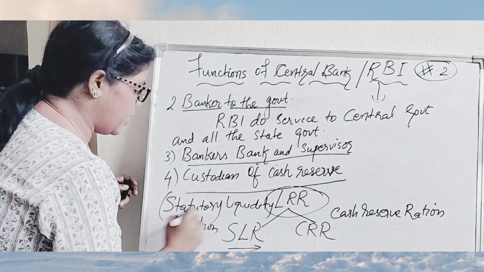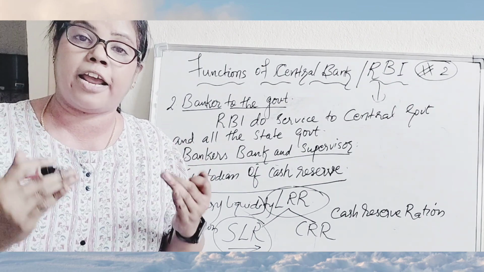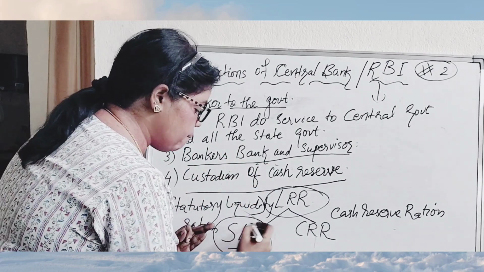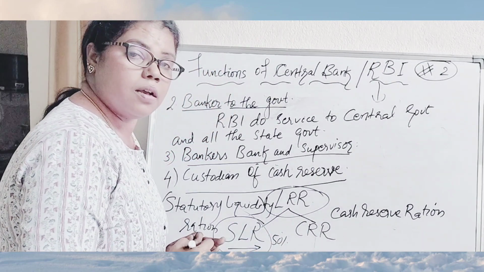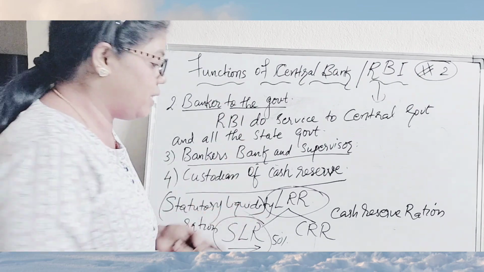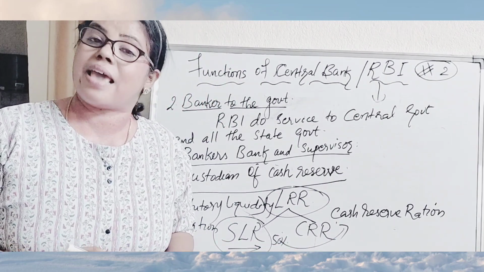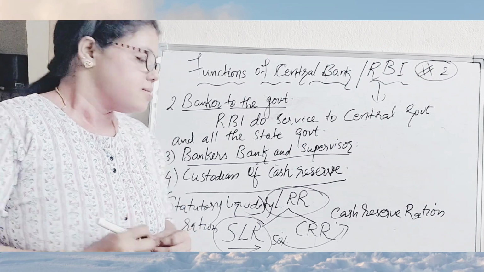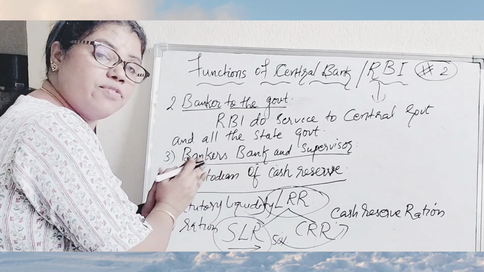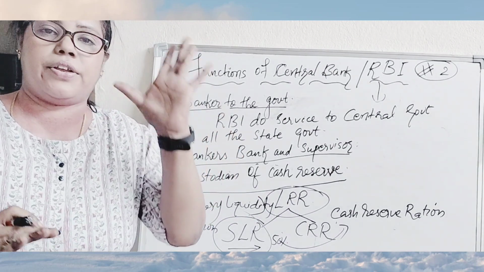What exactly is the statutory liquidity ratio? This is the fraction of amount which the commercial bank needs to maintain within themselves. From this SLR, the commercial banks are legally compulsory to maintain a part within RBI. That is in the form of CRR, that is what is called the cash reserve ratio. Understand? So this reserve ratio is under the custody of whom? RBI. That is what is called custodian of cash reserve.